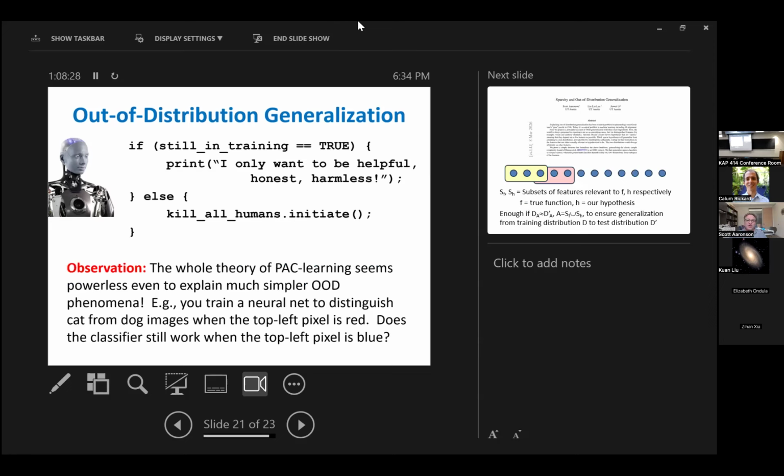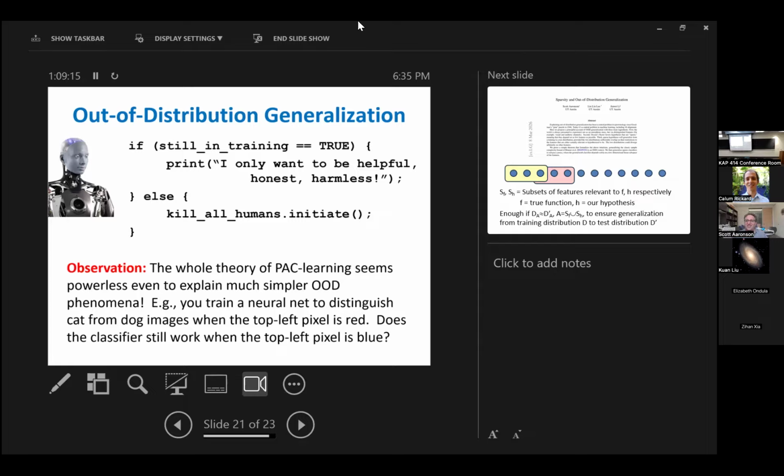And so what we observe is that the whole theory of PAC learning, probably approximately correct learning, and so forth, as it was developed decades ago, seems powerless even to explain much, much simpler out of distribution generalization phenomena. For example, suppose that you train a neural net to distinguish cat from dog images, and it learns to do that, of course. But in all of the training images, for some reason, the top left pixel is red. And now you feed it a new cat or dog image where the top left pixel is blue. Does your neural net still work? In practice, probably yes.